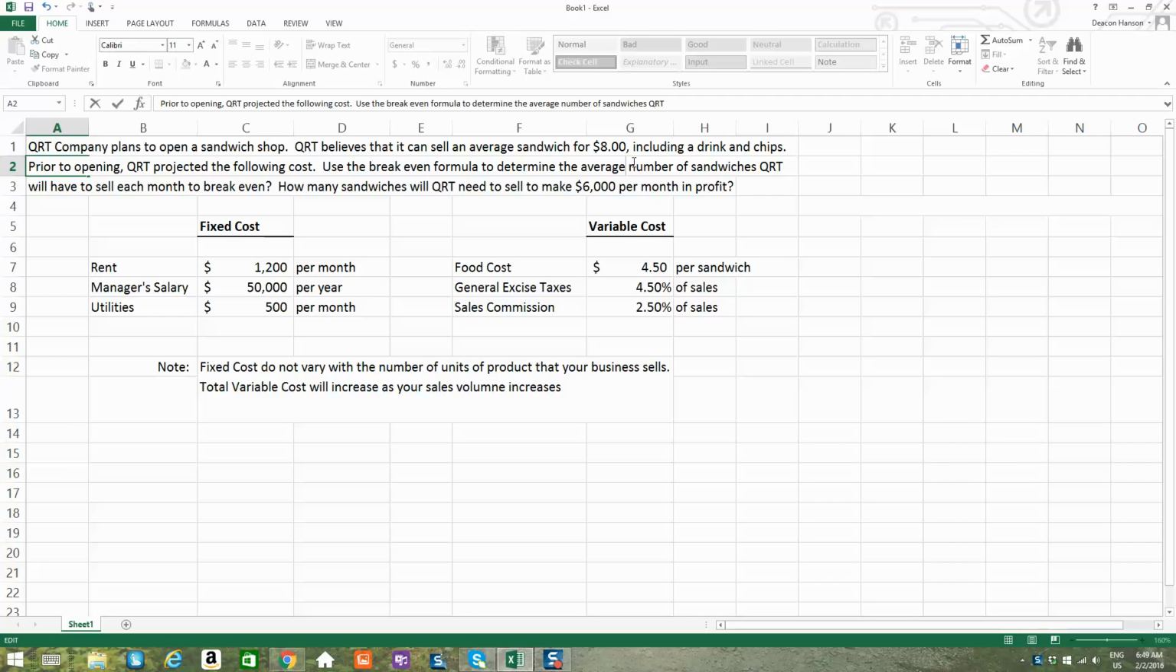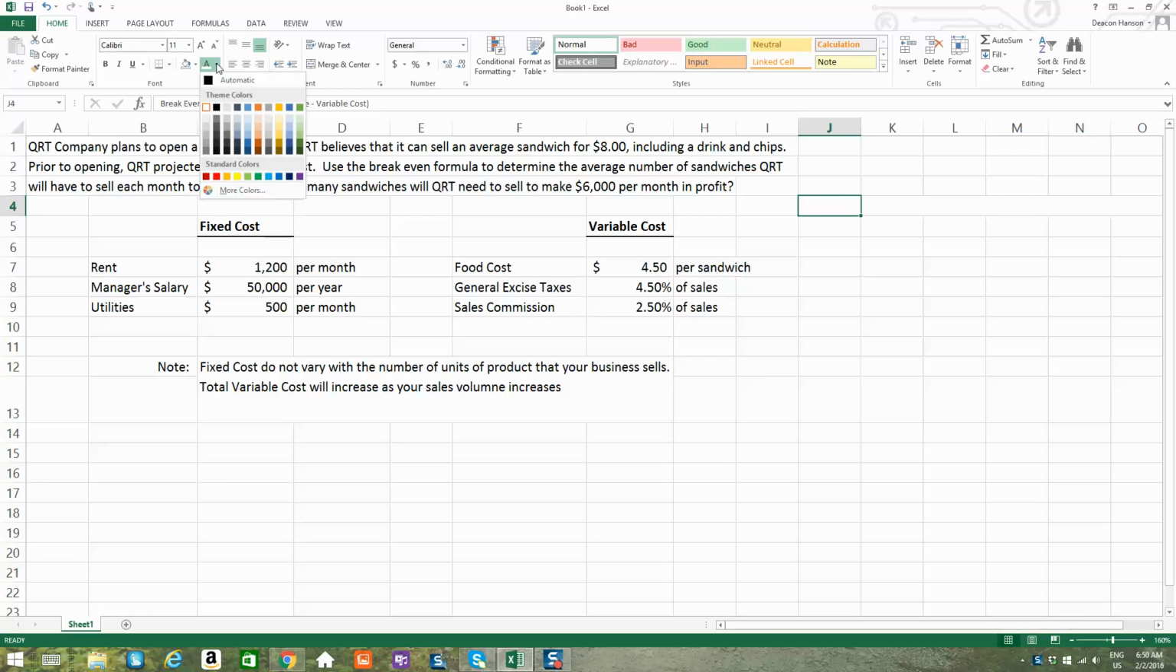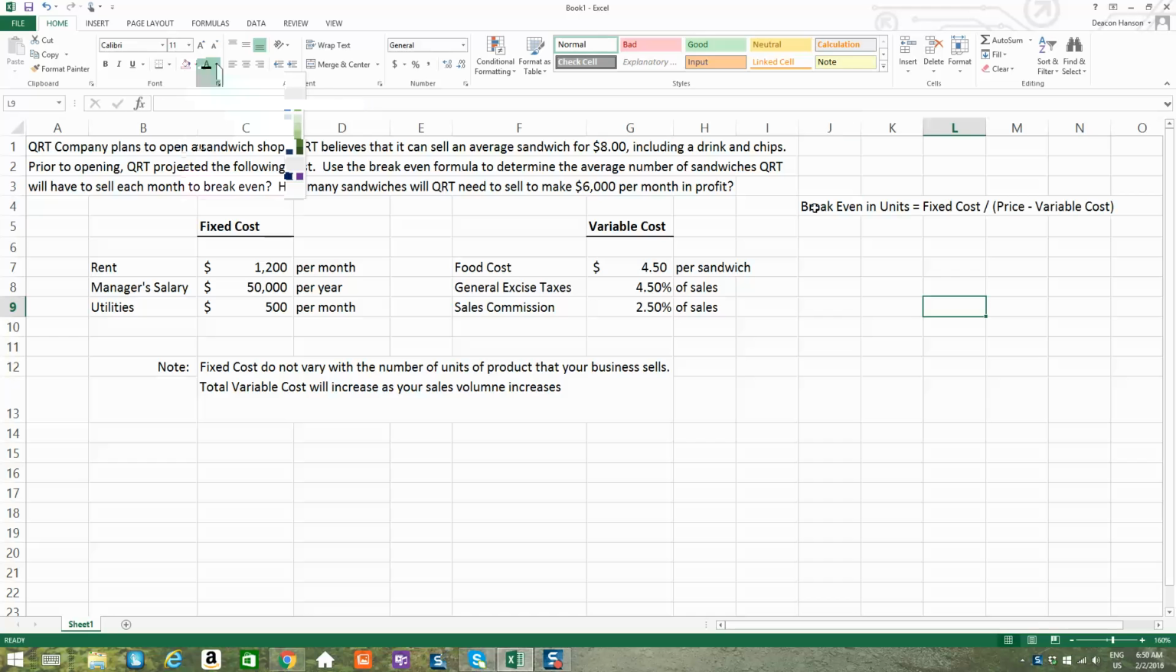Okay, so the basic break-even formula in units is here, over here on the right. Break-even in units equals the fixed costs, so the total fixed costs divided by your price, which is $8, minus the variable costs per unit. Okay, so we got to do some converting here.